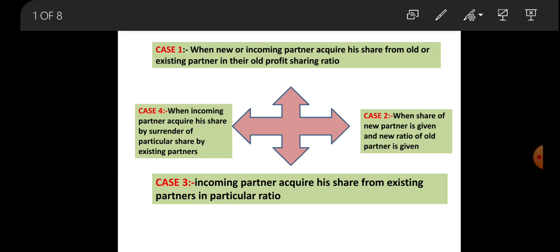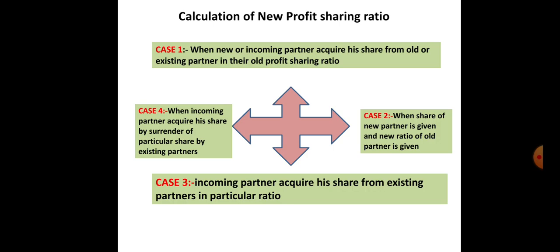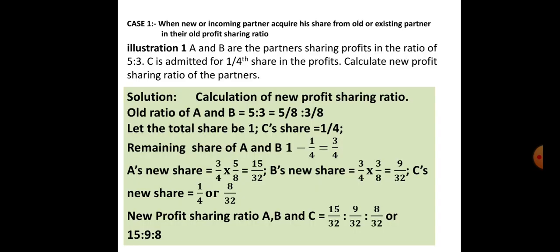Before starting the new topic, let us take a revision of the last class, that is case number 1 and case number 2. In case number 1, the incoming partner acquires his share from the old or existing partners in their old profit sharing ratio. A and B are partners sharing profit and losses in the ratio of 5:3. This is the old profit sharing ratio between A and B, and C was admitted for 1/4 share. Calculate the new profit sharing ratio. This was the simplest form of the question.